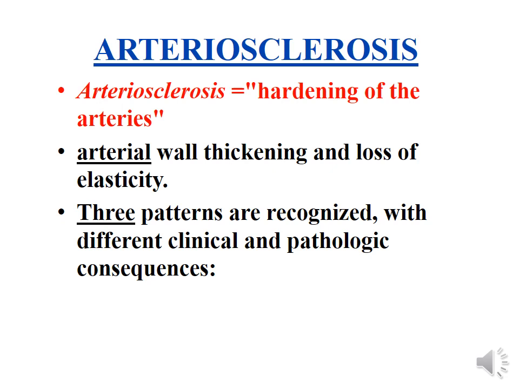The subject of this lecture is arteriosclerosis. The word arteriosclerosis contains two parts. So arterio means we are talking about arteries. Sclerosis, as you should know, means hardening and thickening. So arteriosclerosis is arterial wall thickening and loss of elasticity. There are actually three patterns of arteriosclerosis. They have different clinical and pathological consequences.